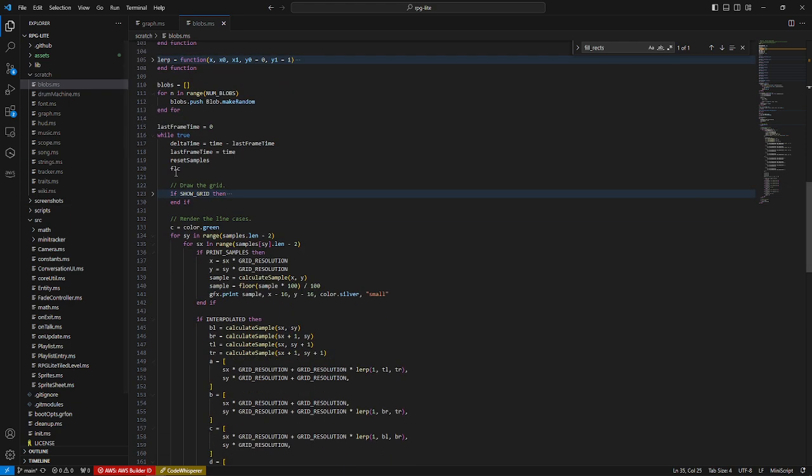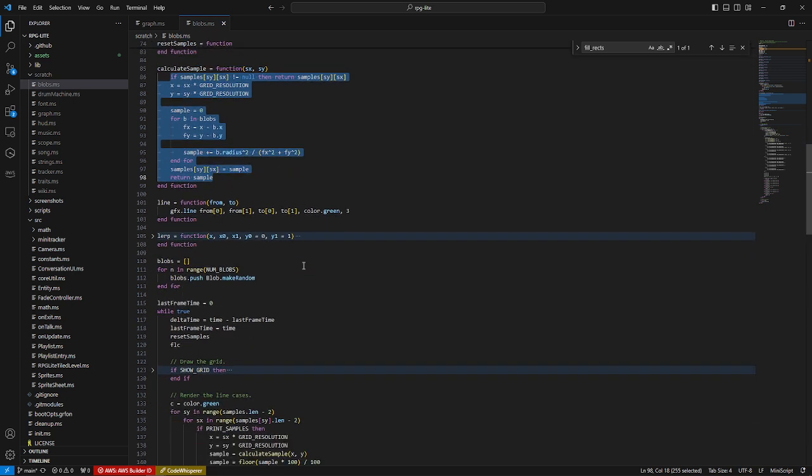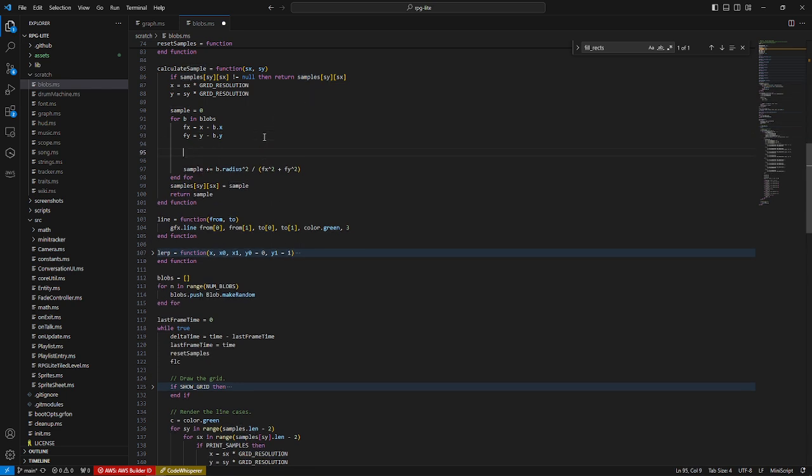And then this reset samples turns the whole sample grid back to null. When we're calculating a sample, we want to make sure that we haven't calculated it before, to save a little bit of time there. I'm not sure how much time it actually saves. But here's the equation. We take the right side of the equation, divide it by the left side, and calculate the value of the equation at that point. This math is based on the website. You can plug other equations in there easily enough, and it should still work.